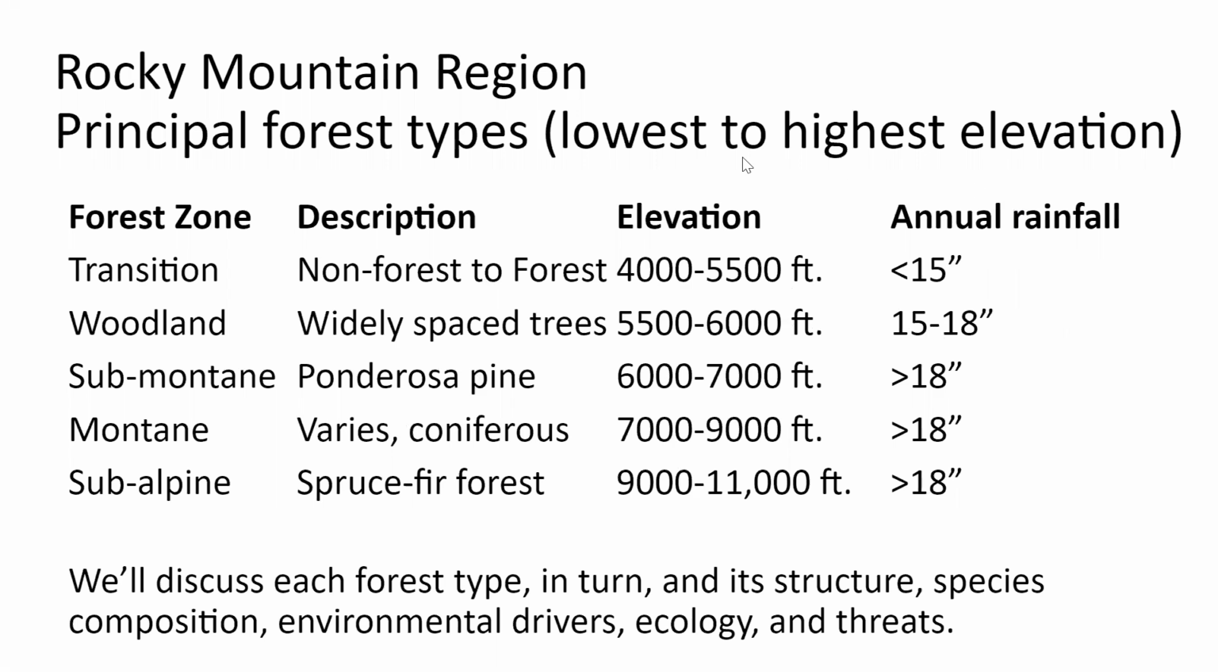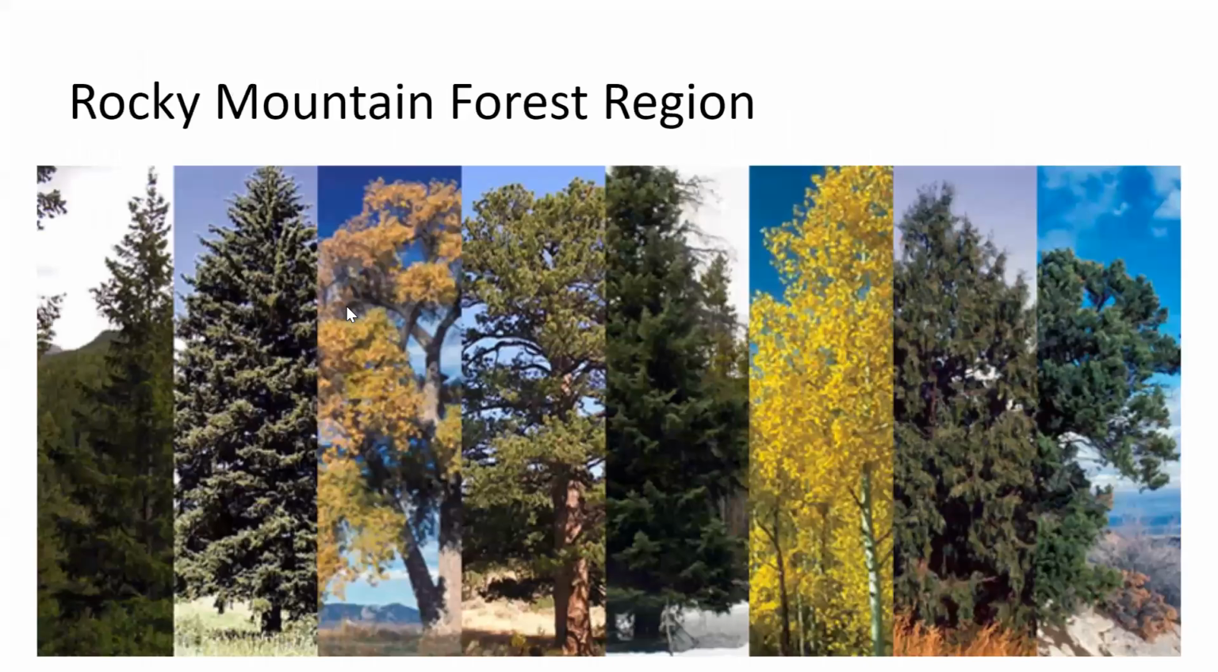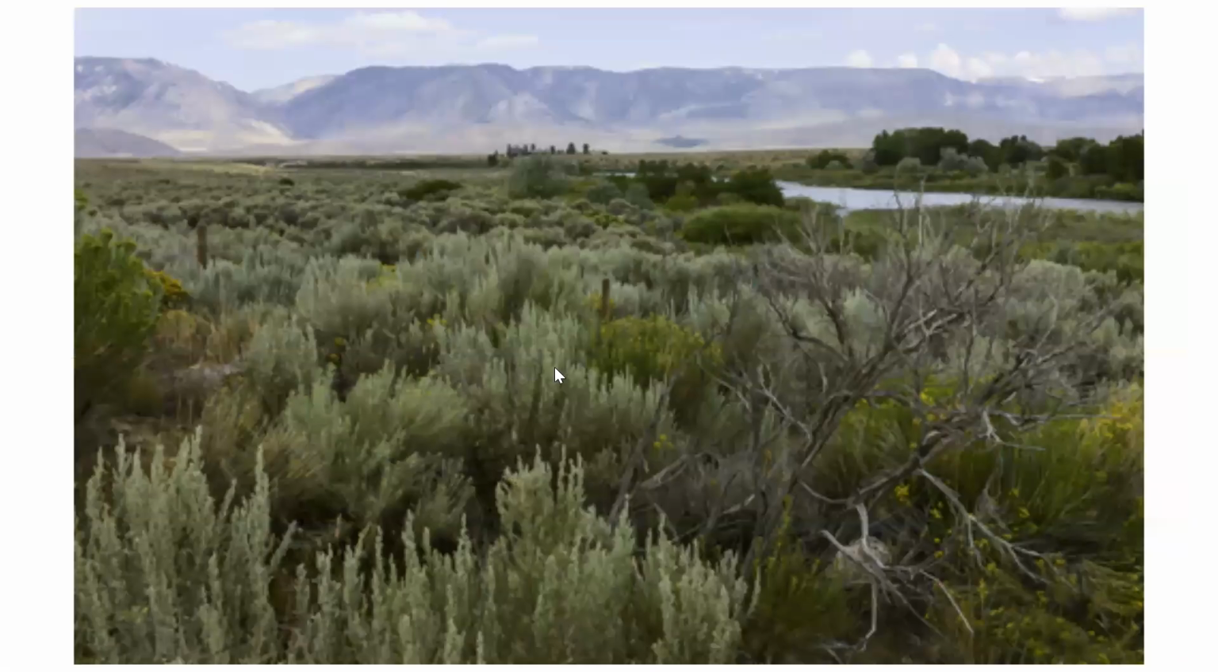And so in this short lecture, we're going to talk briefly about the transition, right? We're talking about non-forest to forest, so mostly shrublands. Then we'll talk about woodlands and submontane. So we'll talk about those three types in the Rocky Mountain Forest region. So this is a really diverse area, and if you have a chance to learn about these systems in more depth, I highly recommend it.